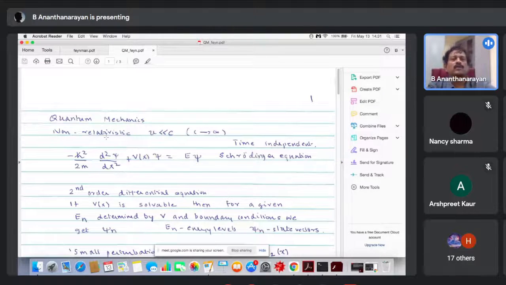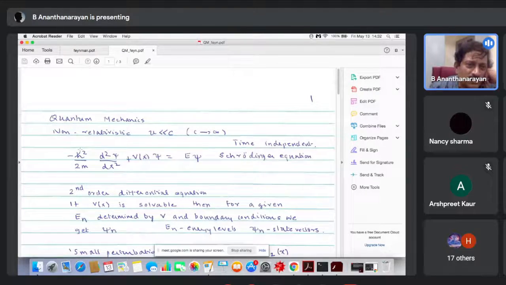And what you solve in your quantum mechanics course is what is called the time-independent Schrödinger equation, which is a second-order differential equation like this in one space dimension. So you see here there is the Planck's constant, which is h bar, h by 2 pi.